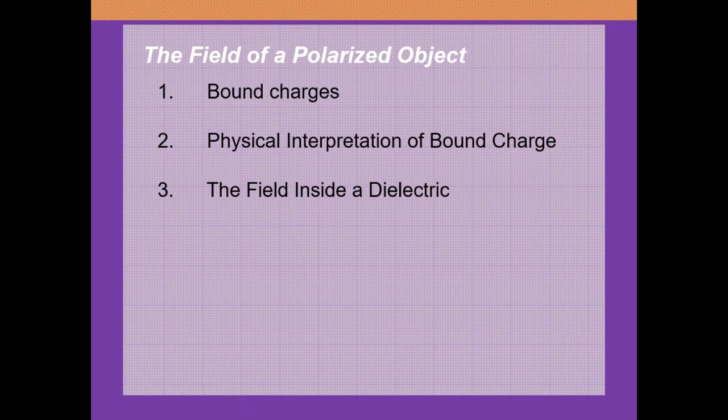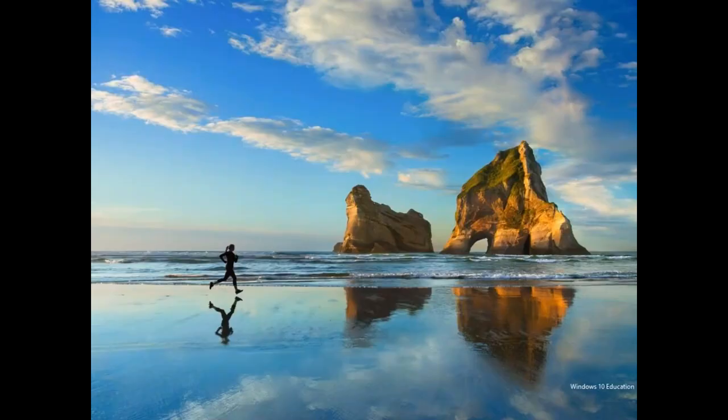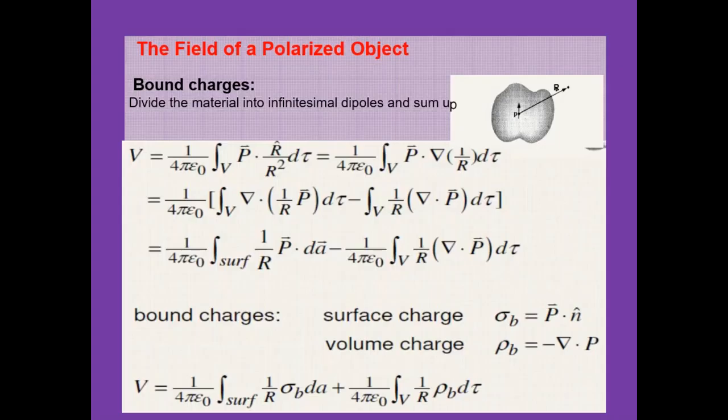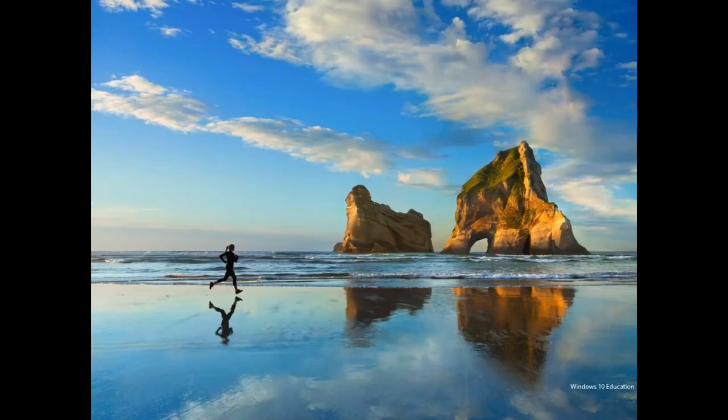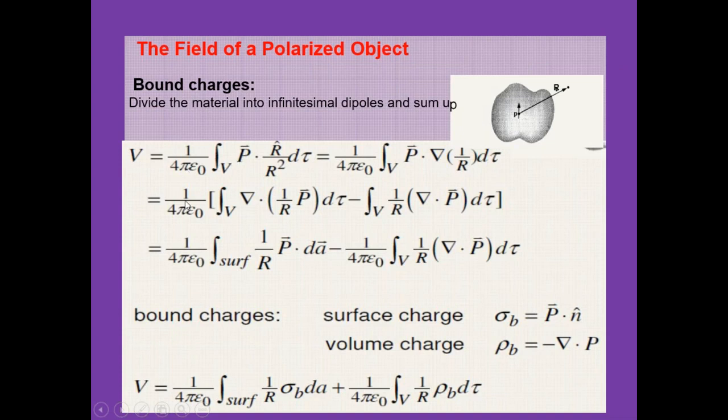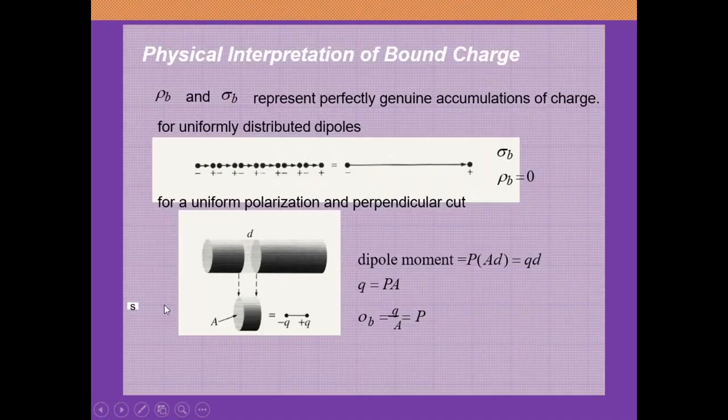Bound charges, then the physical interpretation of bound charges and the field inside a dielectric. So now let's look at the bound charges. Bound charges divide the material into infinitesimal pieces and sum up. For bound charges, the surface charge is given as sigma_b equals P dot n, while the volume charge is given as rho_b equals minus del dot P.